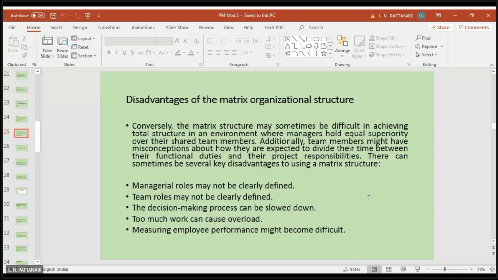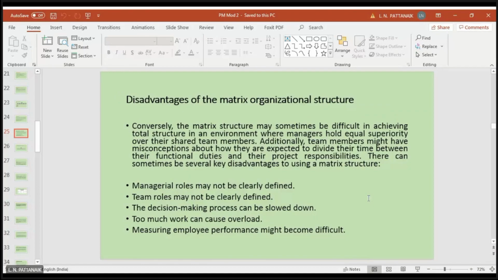The employees find that they are having dual bosses, compared to any other structure. Here the employees feel that they are working under two bosses, and it may be difficult for them to cope with that. So this is one of the disadvantages.